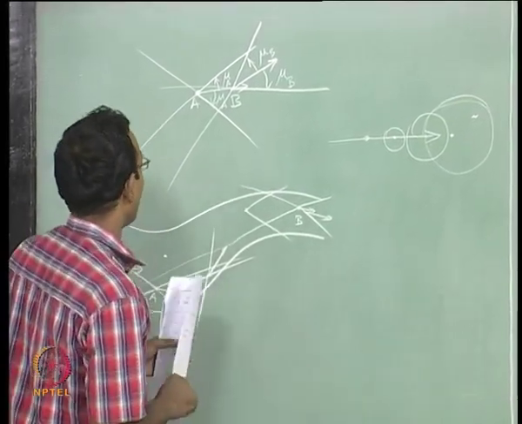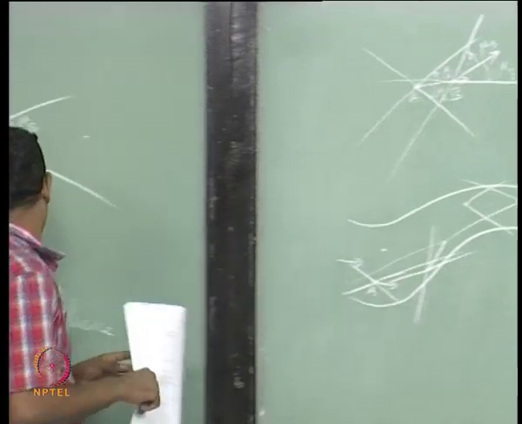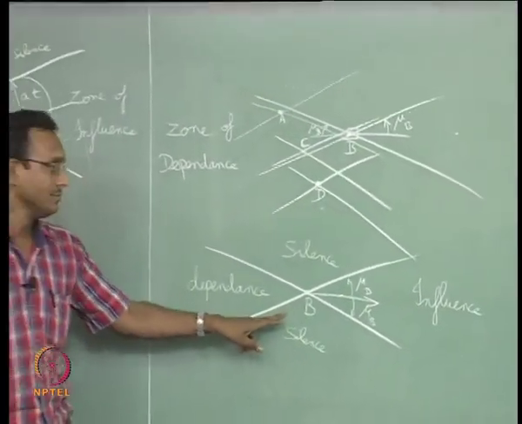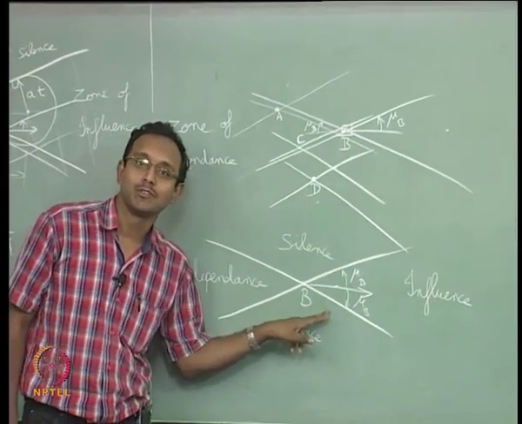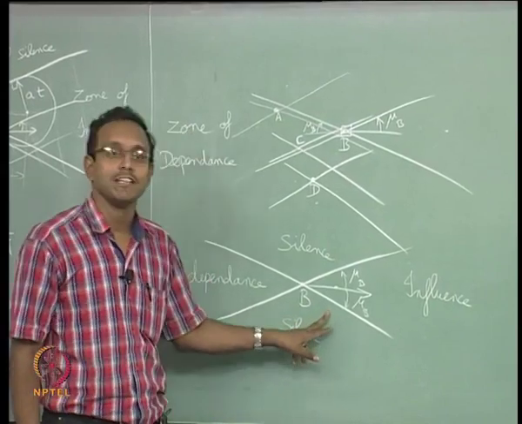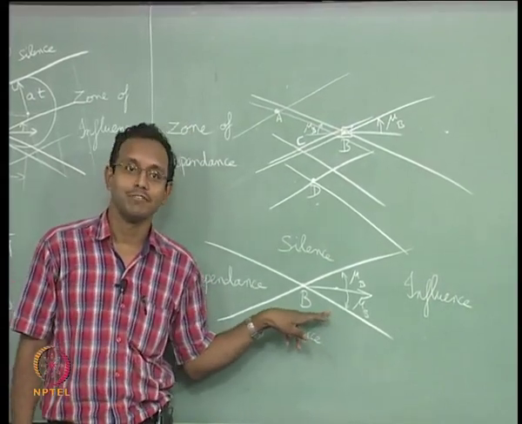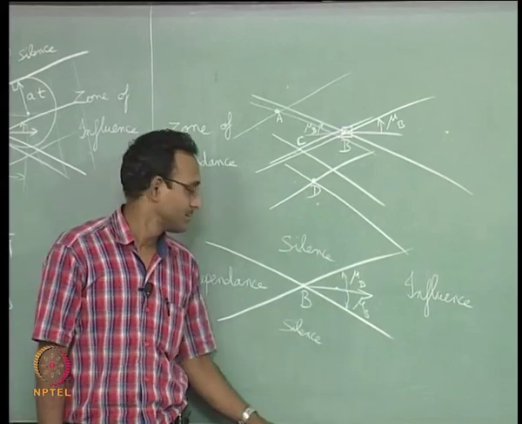Now, we will go back and look at this picture again. This is valid only for supersonic flow. What if it is sonic flow, perfectly sonic, M equal to 1, what will happen?